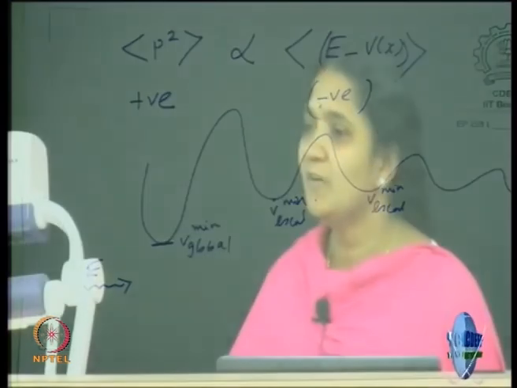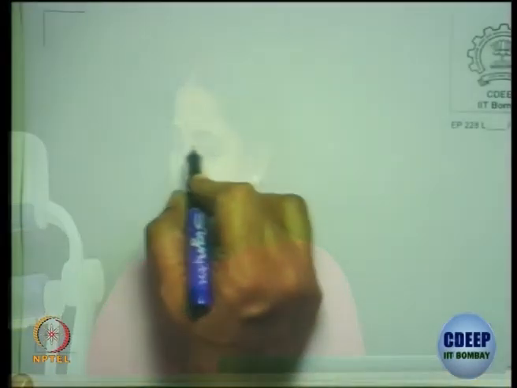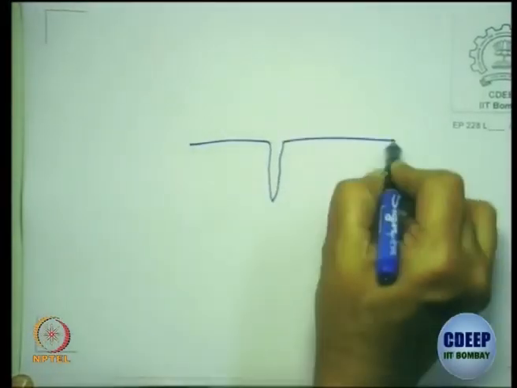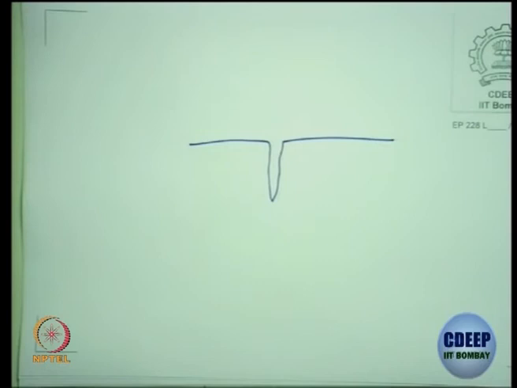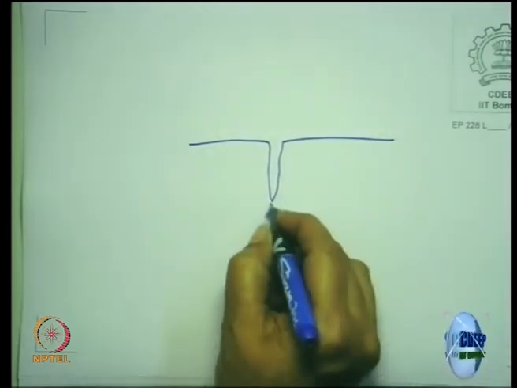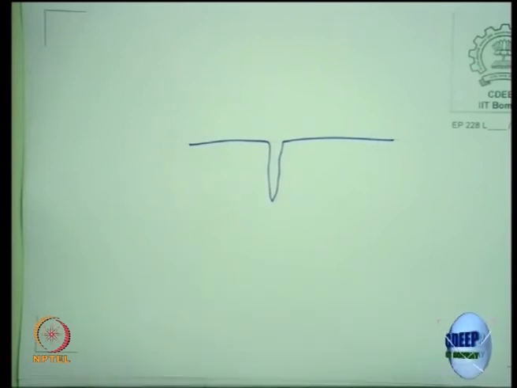So, that brings me to a simple question for you. Suppose I have a delta function potential, what is the global minimum? The global minimum is minus infinity, if you want. So, can we have bound states here? Allowed or not allowed?